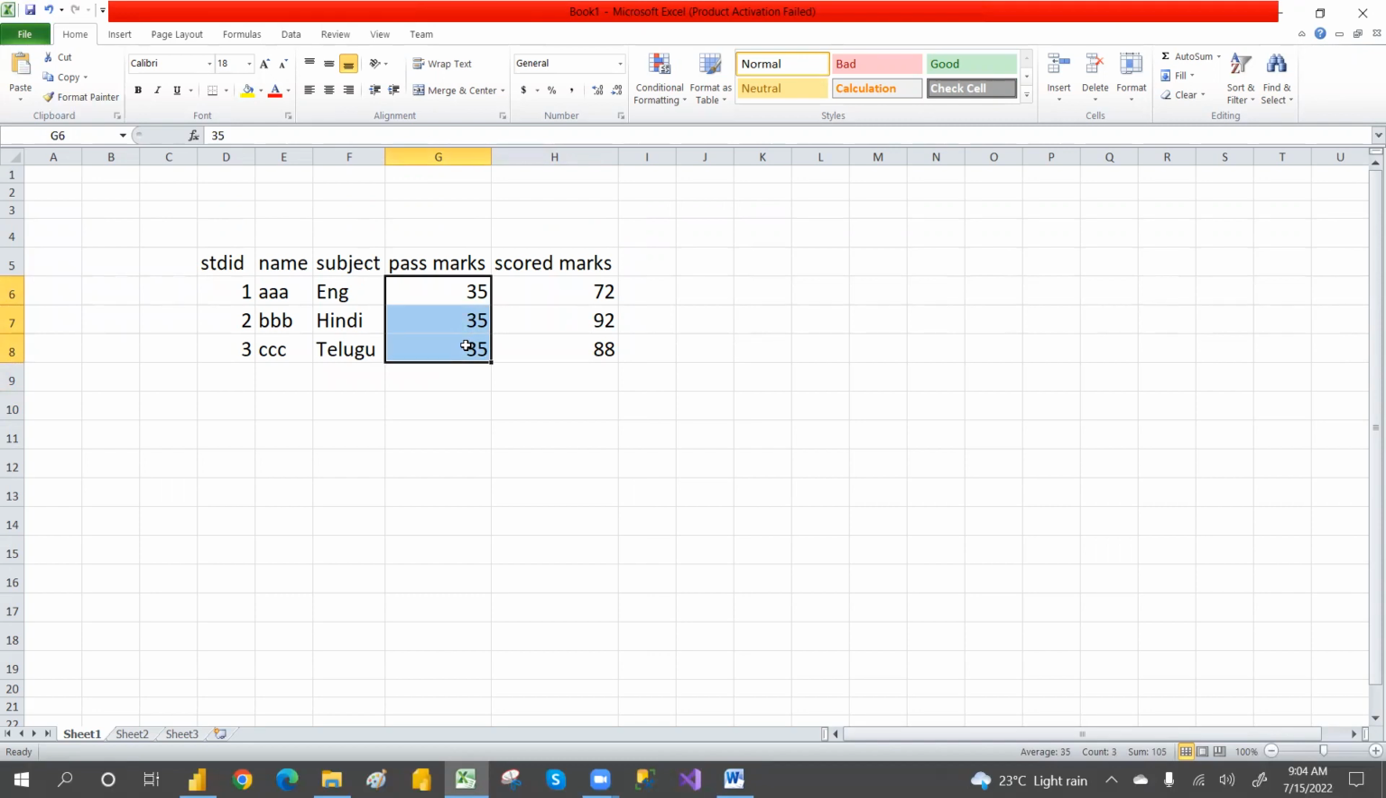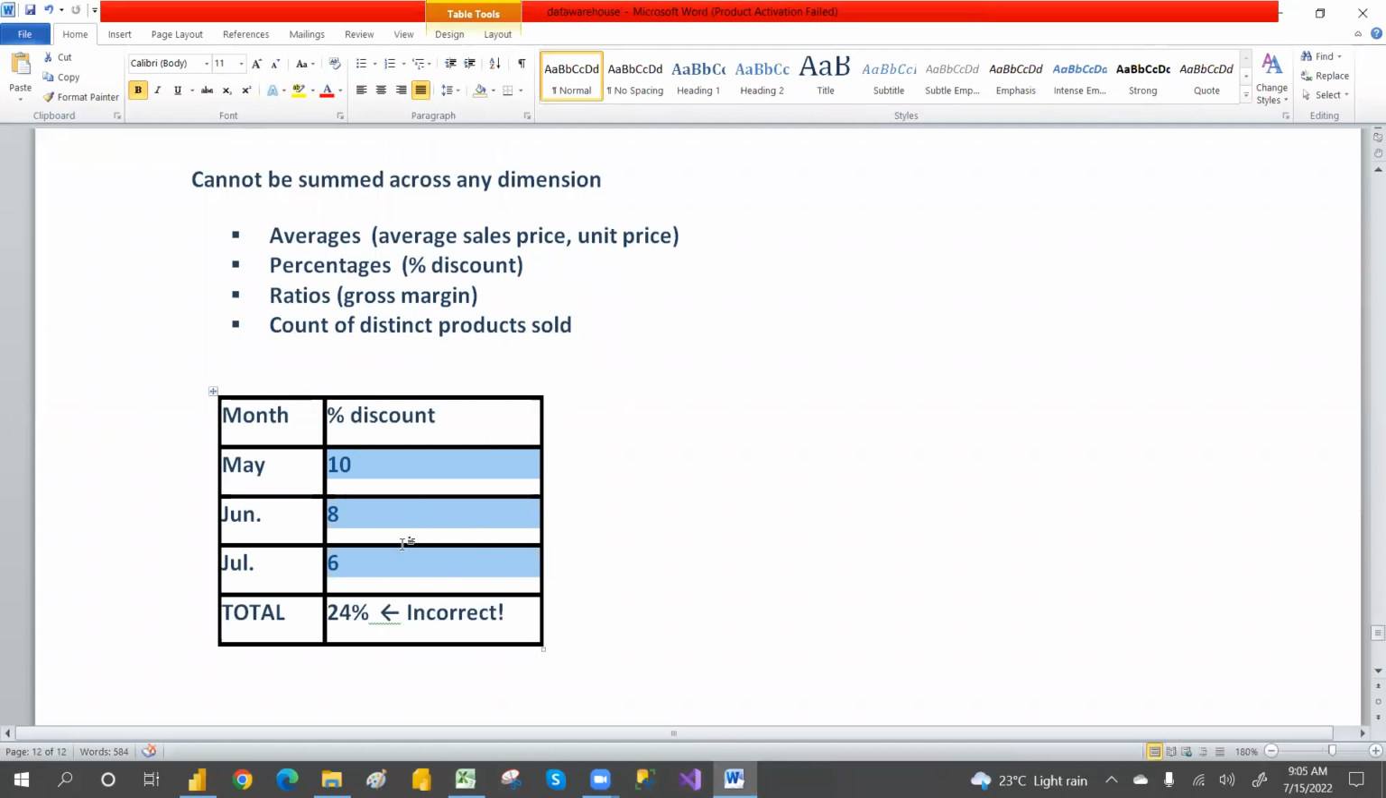This kind of fact is called a non-additive fact. It cannot be summed across any dimension; it is only for information purposes. That is one example. The discount is also one example. So I hope you understand what a non-additive fact table is.